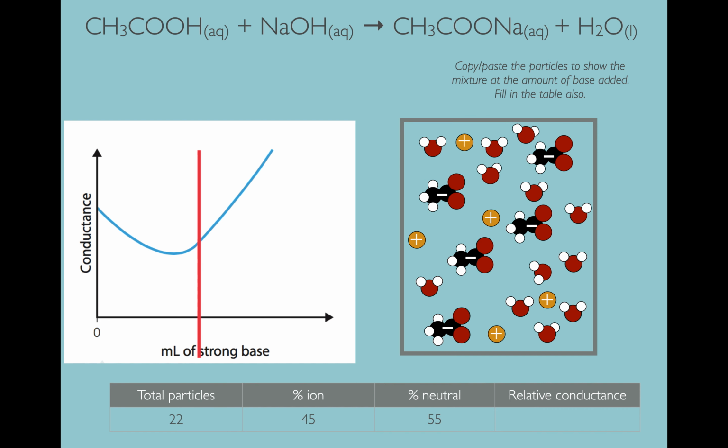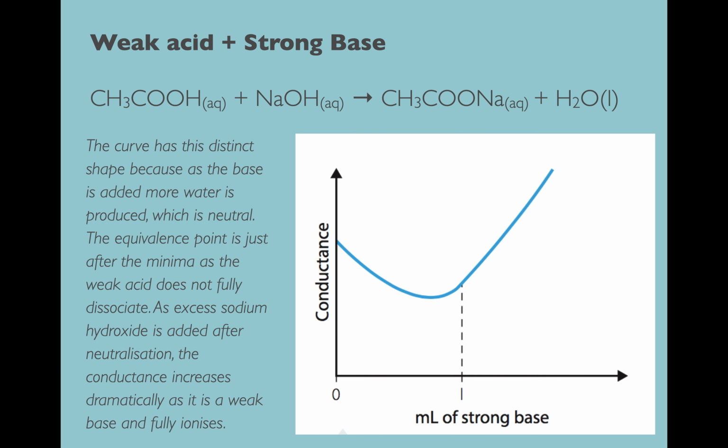So this is a hard endpoint to see. It's going to be an initial dip and then it's after that dip. I didn't put a relative conductance. It's still medium. It's just slightly higher. And as we add more in, more base, beyond that our conductance is going up because our strong base fully ionizes. We're adding in more hydroxides and more sodiums. So it goes up to a high after that.